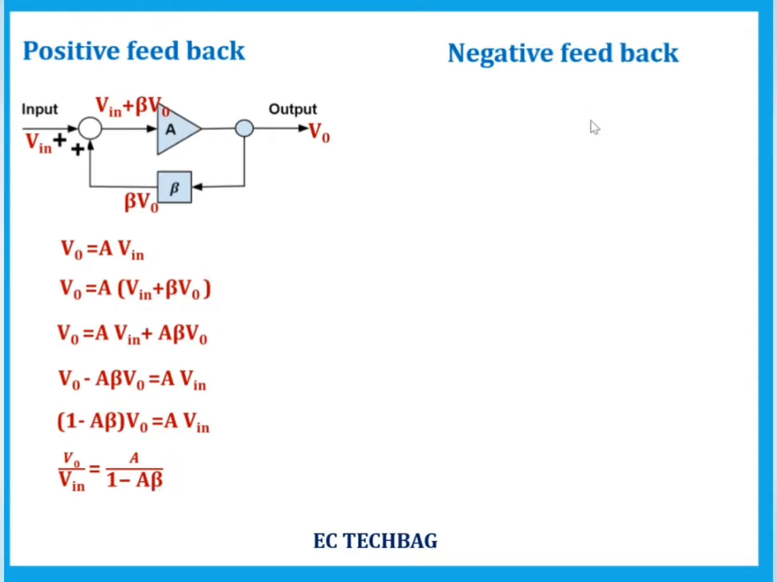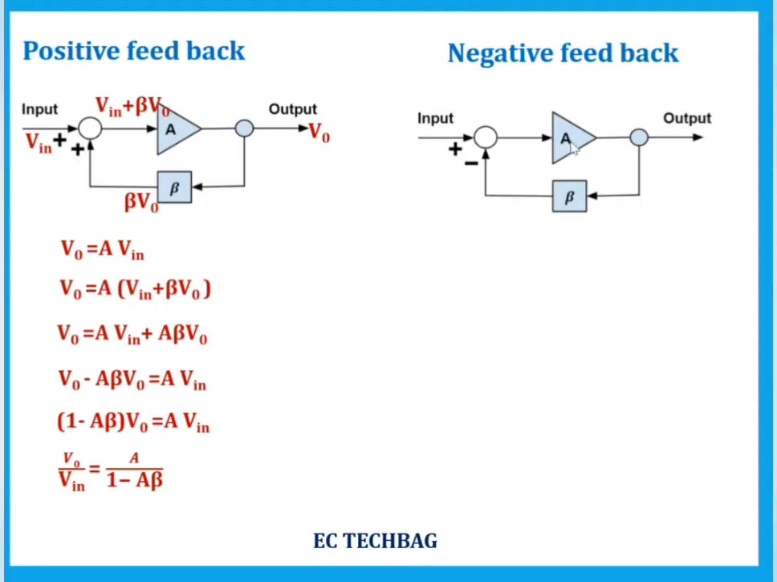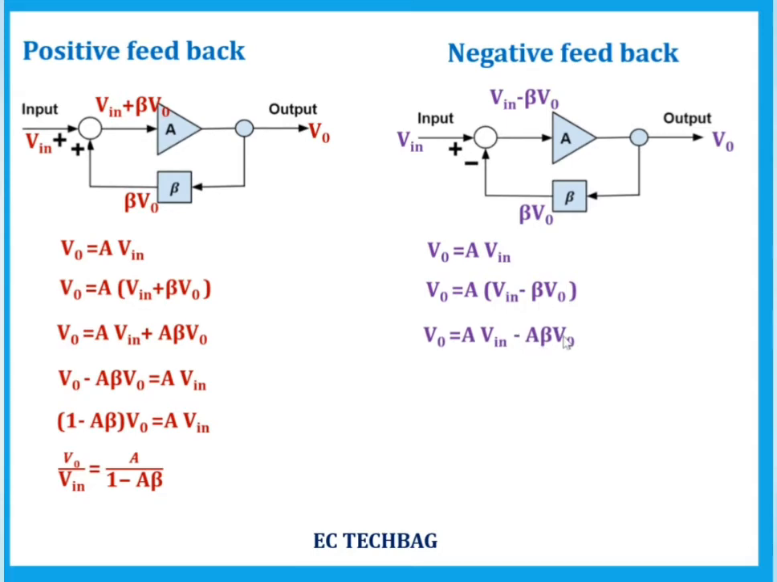Next, negative feedback. Here also A is the open loop gain and beta is the feedback factor. Input Vin, output V0. So beta times V0 is fed back to input. It is a negative feedback, and this feedback signal opposes the input, so it gets subtracted from the input. You get Vin minus beta V0 here. So next, V0 is equal to A times Vn, that is equal to Vin minus beta V0. So replace this Vn by Vin minus beta V0. Next you get A Vin minus A beta V0.